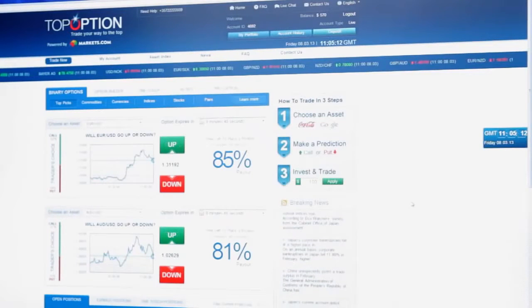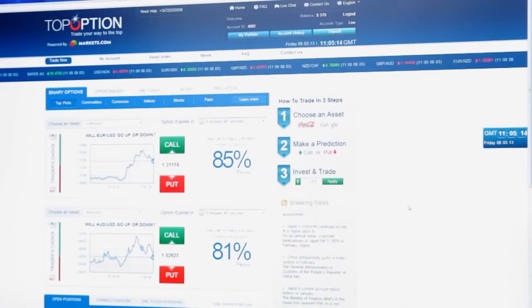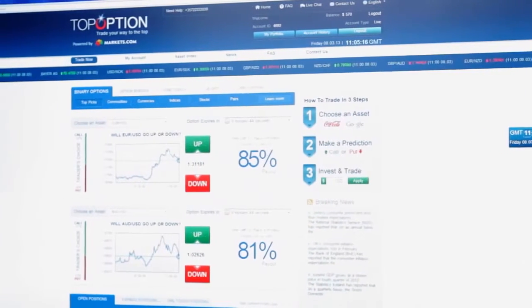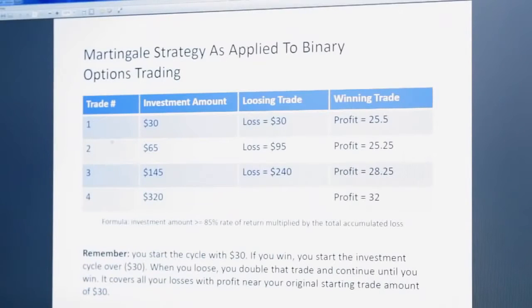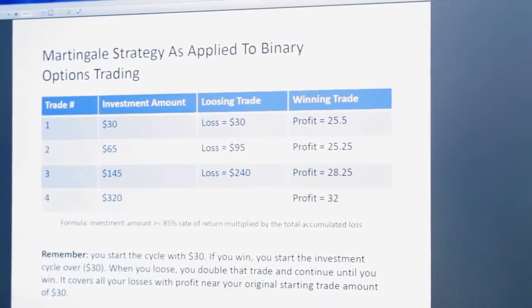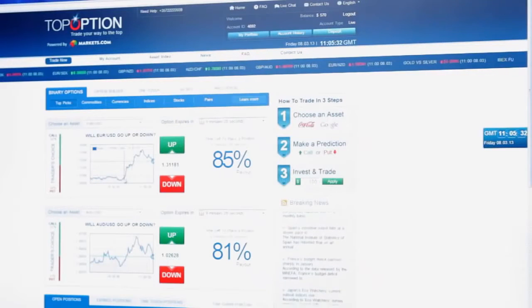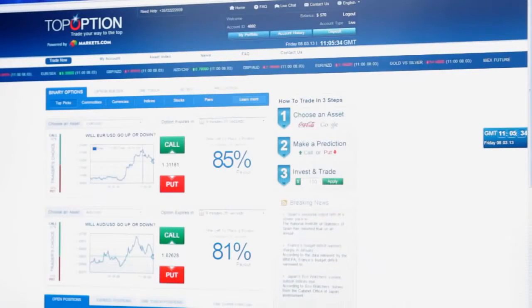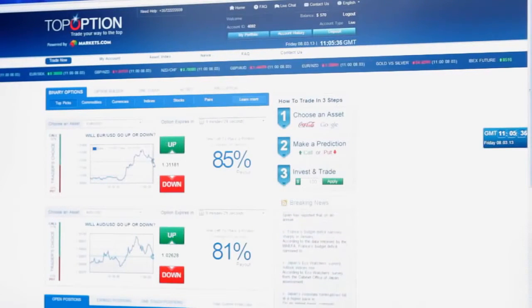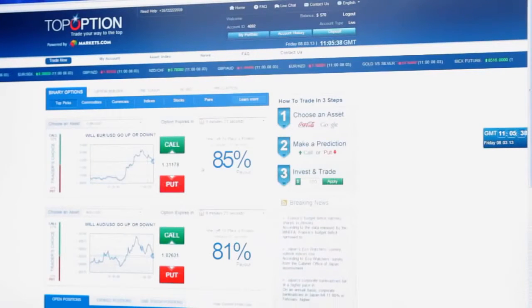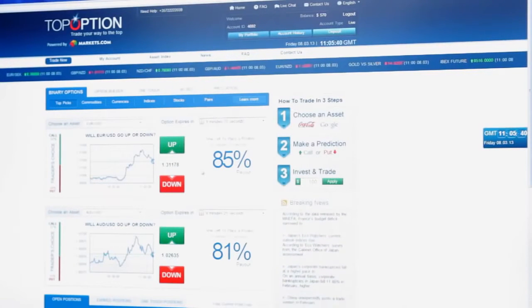All right, so we lost our first position. We put in $30. So let's go back to our little spreadsheet here, or our little graph. It says if we invest 30 and we have a loss, on our next trade we have to put in $65. Okay, so let's go back, and we're looking at the Euro USD. There was a very clear upward trend. Now it's a downward trend, so we have to make a decision which way to go, up or down.